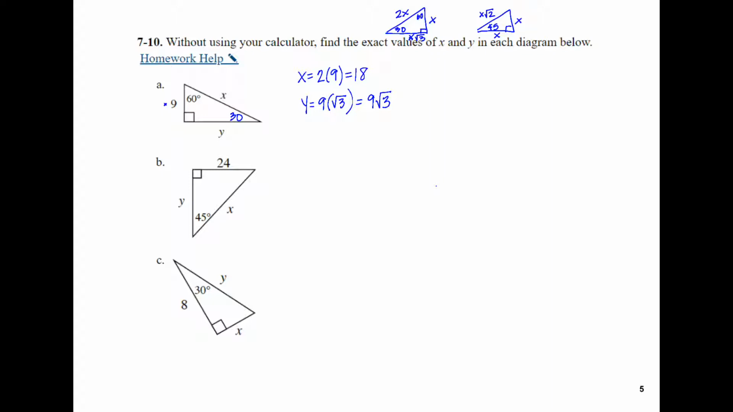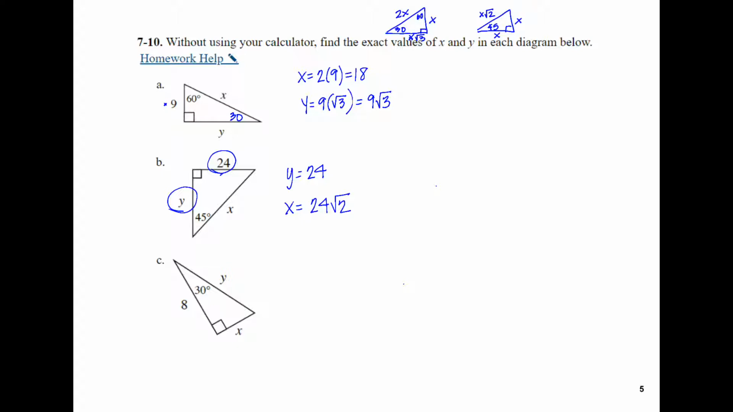When we look at letter B, we're talking about a 45, 45, 90 triangle, so we know that our legs should be the exact same size, so y is equal to 24 units. And we know that our hypotenuse should be our leg times the square root of 2, so x is going to be 24 roots of 2.